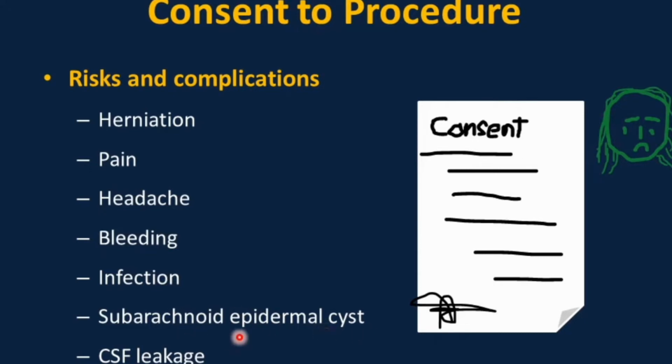For the subarachnoid epidermal cyst, using a needle with a stylet will decrease this risk. And using a narrower gauge will help you to decrease the risk of CSF leakage. If the parents refuse the procedure, do not delay the antibiotic administration.